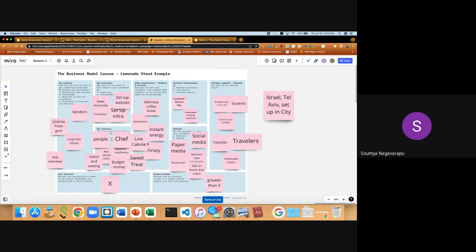I have one quick question, sorry. I know Ankit was mentioning that we can use this at any point of time, right? So does this change, because we do things iteratively, right? So can the business model be changed?